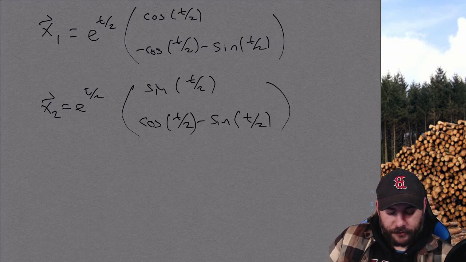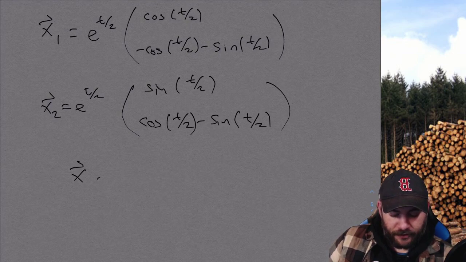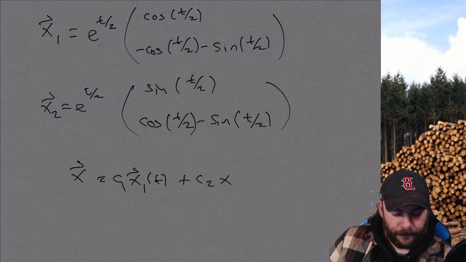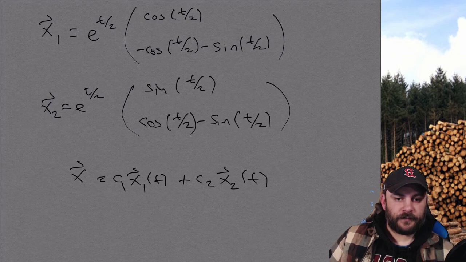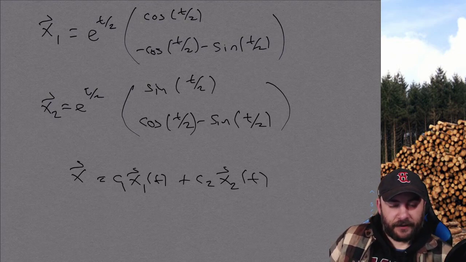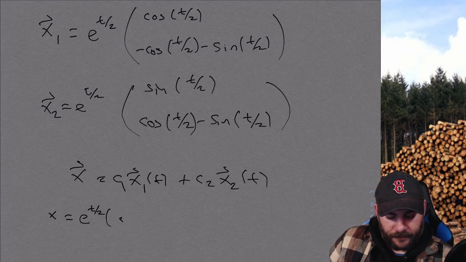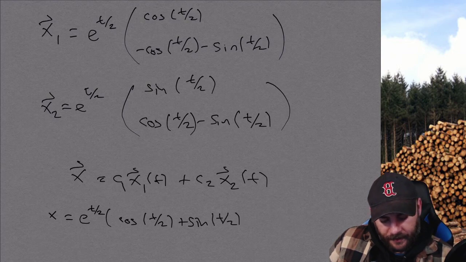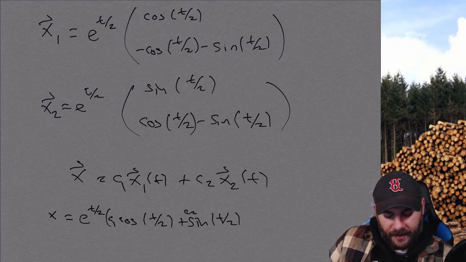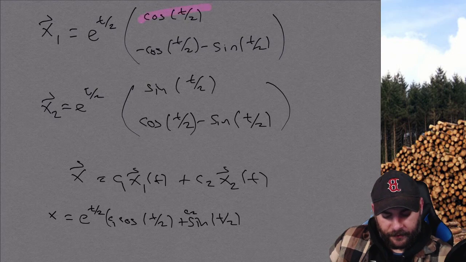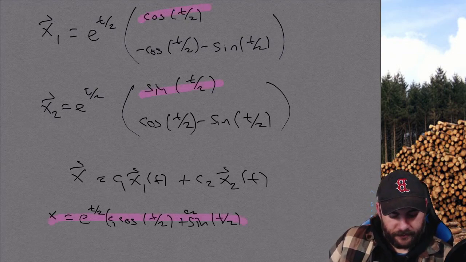And now I've got two solutions to a two-dimensional problem. So my general solution is C1 times x1 of t plus C2 x2 of t. And that's all there is to it. So this is if I write it in vector form. If I write it in component form, you know, we'd have x equals e to the t over 2 times cosine t over 2 plus sine t over 2. And I made a mistake. There's a C1 there and a C2 in there. Okay. And all this just comes from reading off the top of those vectors. That's what this is right here.